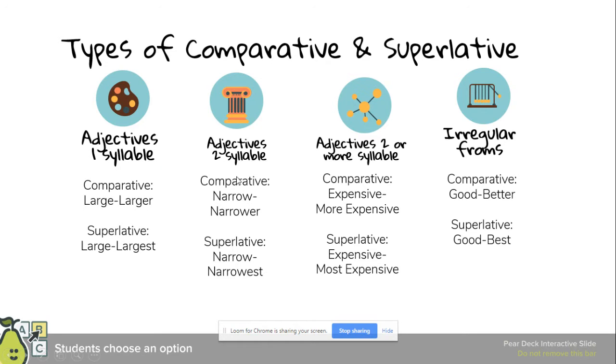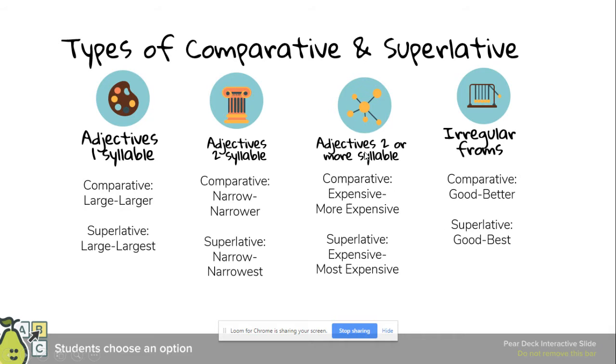And then the adjective with two syllables, like narrow, narrow, two syllables. The comparative degree is that narrow becomes narrower, and superlative narrow becomes narrowest. Okay, we go back to this a little bit. Large becomes larger. So besar jadi lebih besar. Besar jadi paling besar. Okay.